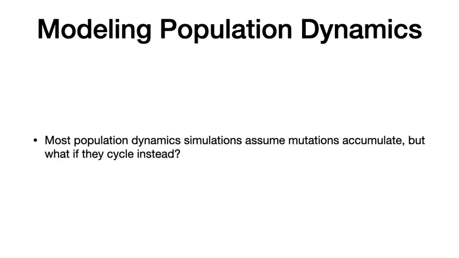As I said, most population dynamics simulations assume mutations accumulate, but what if they cycle instead? One of the popular population dynamics simulators I'm aware of is Mendel's Accountant. I think it does a great job of modeling Darwinian biology. But the question is, is Darwinian an actual model of how biology works, or is there another model that we should be looking at?